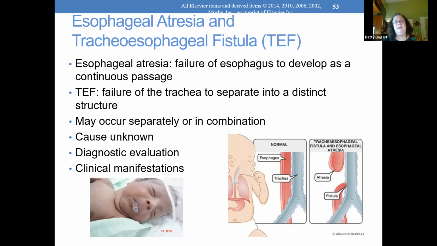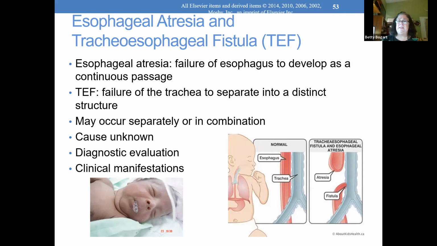Another thing that can happen is the failure of the esophagus to be connected to the stomach. It's called esophageal atresia. Another thing is a fistula, a connection between the esophagus and the trachea. And that means if you swallow, food goes directly into the lungs. So if you have no connection between the mouth and the stomach, where is it going to go? Into the lungs. And some of these children have a connection between the trachea and the esophagus, down the esophagus into the lungs.